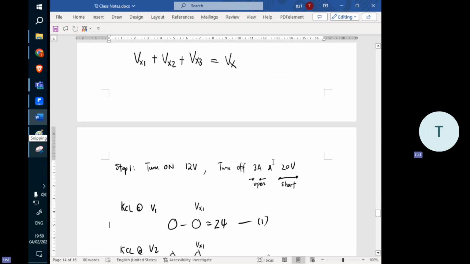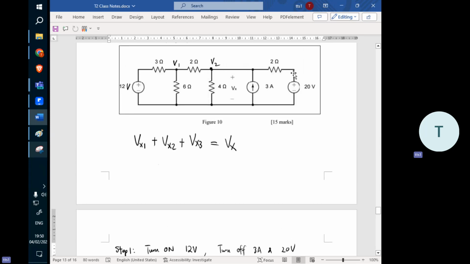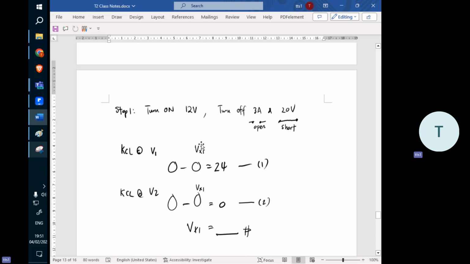It's by turning on 12 volt, turning off 3A and 2A. So remember, 3A, when you remove it, you can just leave it open. But 20 volt, you need to connect a short wire. You cannot make this open circuit. If you make it open circuit, then this 2 ohm becomes irrelevant. So you need to take away the 20 volt and replace it with a short wire here. And then you calculate the Vx between it.